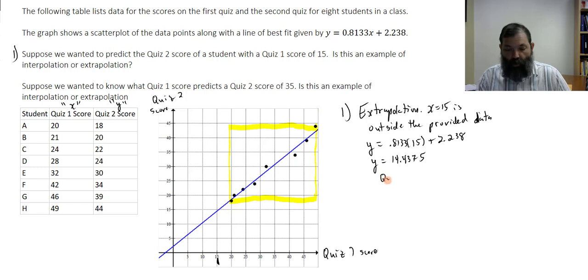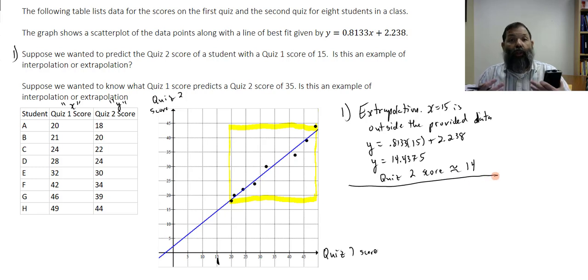So the quiz 2 score would be approximately, let's say, 14. But we're extrapolating. We're going outside the data. And so that might not be correct. It might not be as useful outside the data as inside the data.